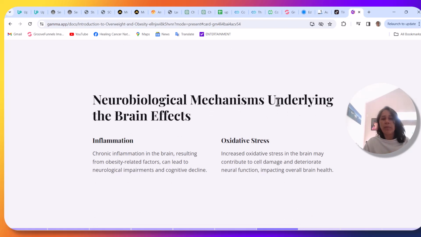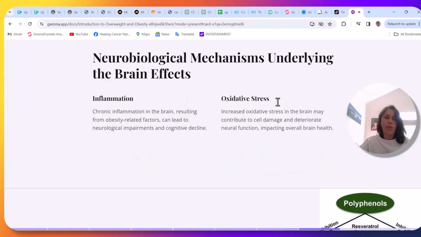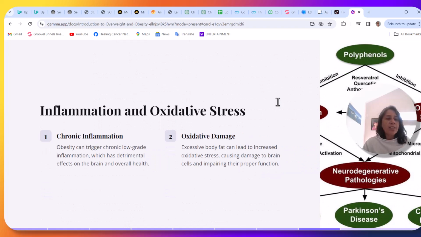One of the things, the biological mechanisms underlying the brain effects: inflammation. One of the things now in medicine, everybody's recognizing that behind all diseases there is one thing in common. It is inflammation. Chronic inflammation in the brain resulting from obesity-related factors can lead to neurological impairment and cognitive decline. Oxidative stress: increasing oxidative stress in the brain may contribute to cell damage, deteriorating neural function and impairing overall brain health.